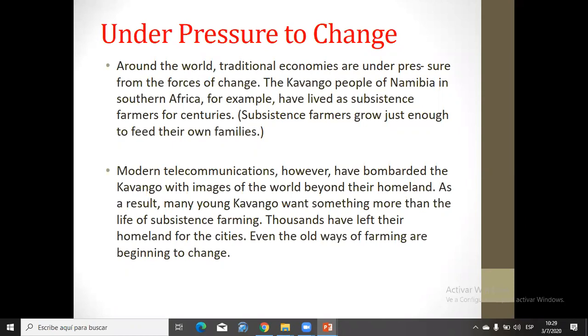The thing is that in the end, this type of culture is going to end. It's going to disappear, and that culture is part of our nation, and that is the problem. But anyway, that's the way it's supposed to be, unfortunately. Thousands have left their homeland for the cities. Even the old ways of farming are beginning to change.